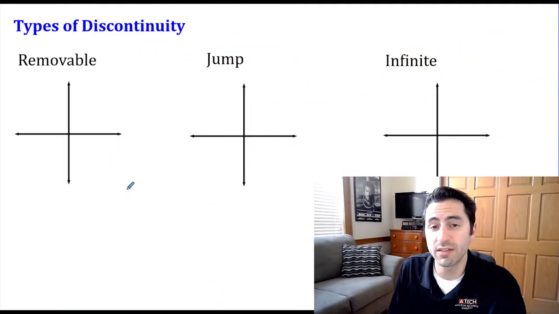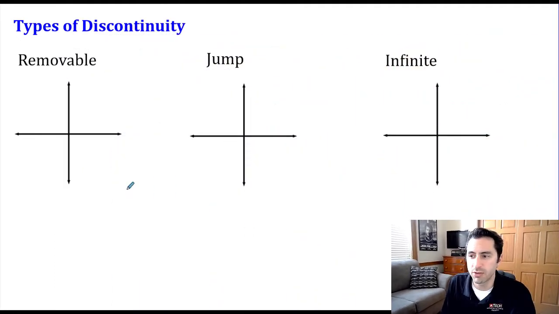Hey everyone, in this video I would like to take a look at the different types of discontinuity. We have three main types that we use, and what I want to do is just start off by taking a look at what these discontinuities look like. So the three main ones are removable, jump, and infinite discontinuity.